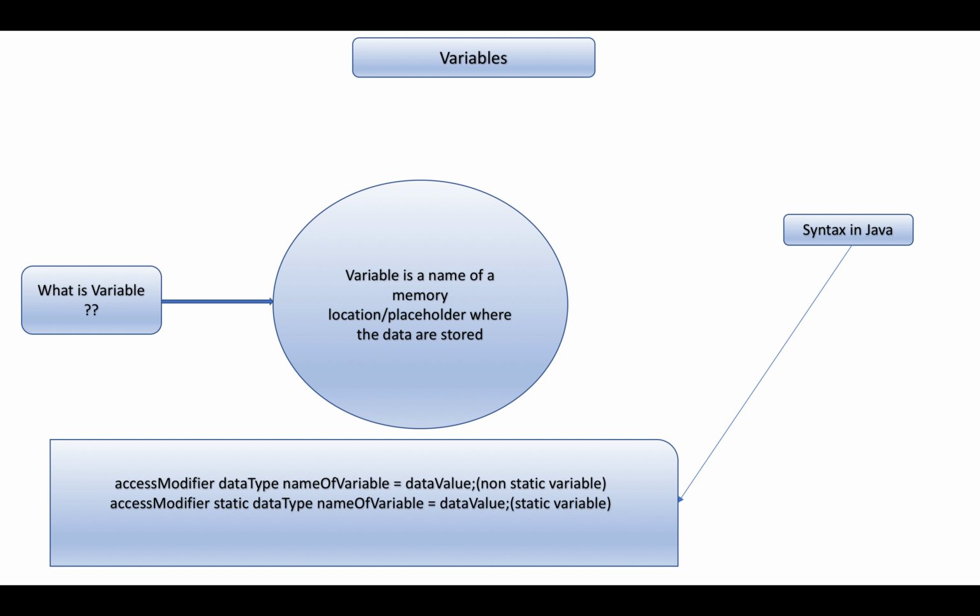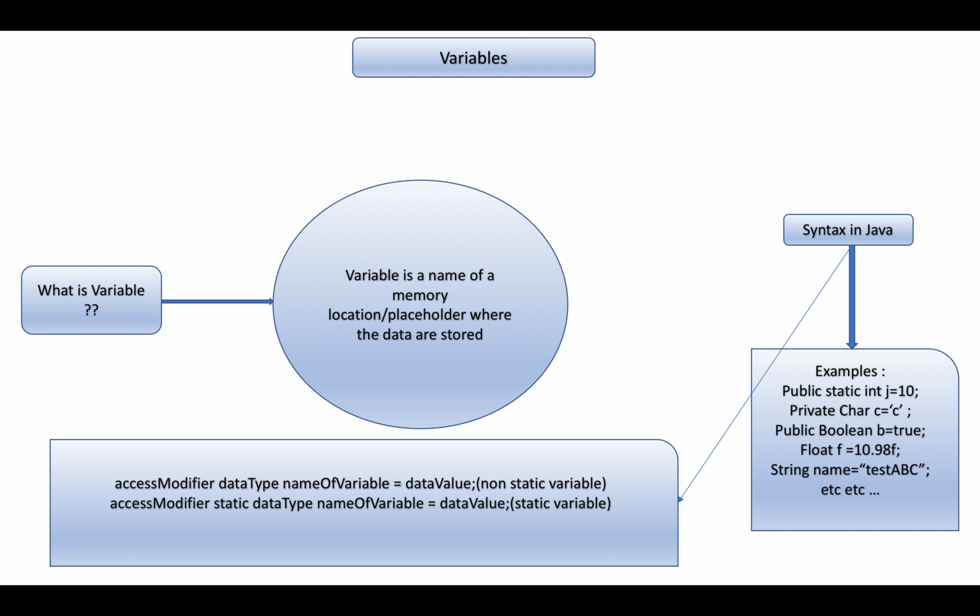Now what is the syntax? The syntax of defining or writing a variable, or assigning a value to a variable, is: access modifier, then data type, then name of the variable. What is an access modifier? What is a data type? We will see in the next sections. And then equal to the data value.